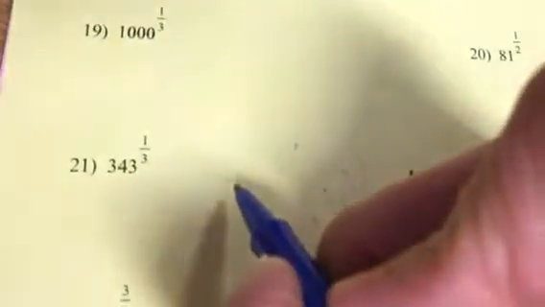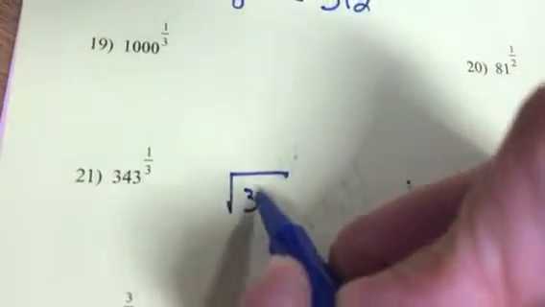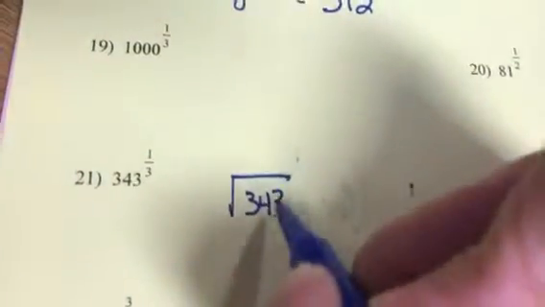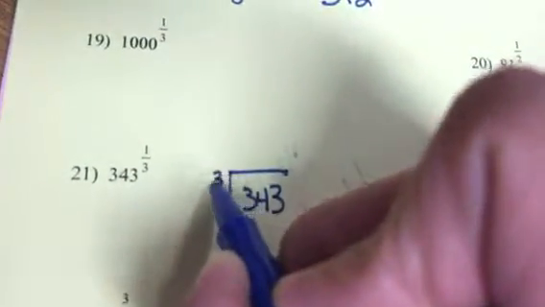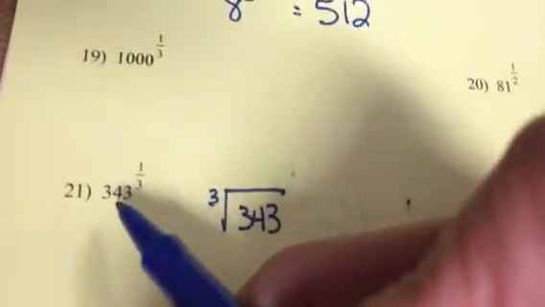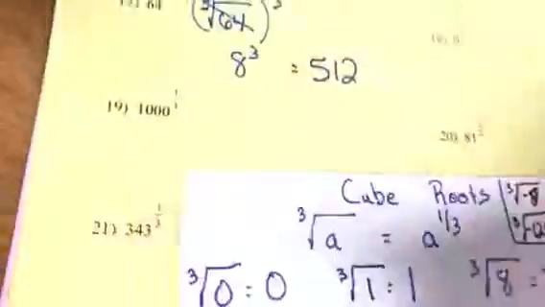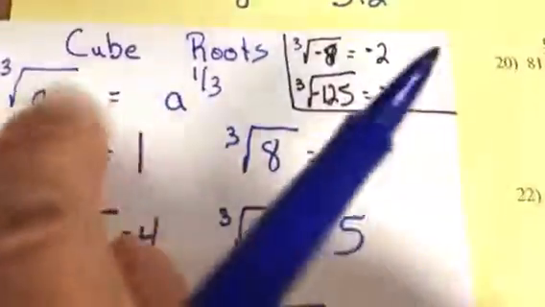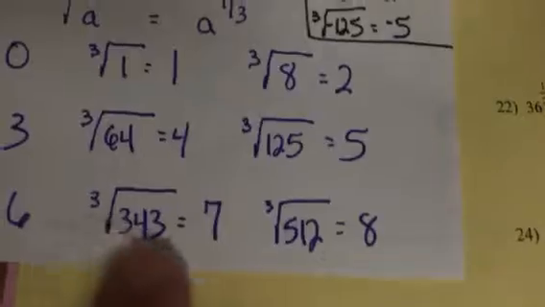Or if I go to 21, 343 will be my big number in here. The 3 is my index. And then I don't need the 1 here. So I just want you guys to get used to seeing that a 1/3 power is a cube root. And we wrote that specifically here. A 1/3 power is a cube root. So the cube root of 343 is 7.